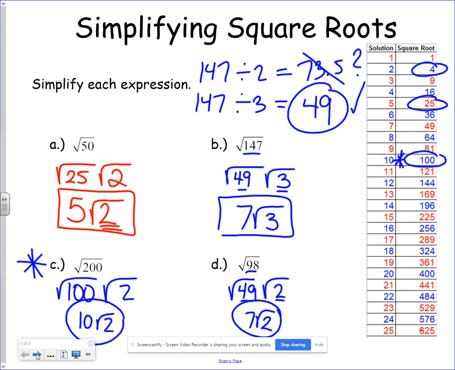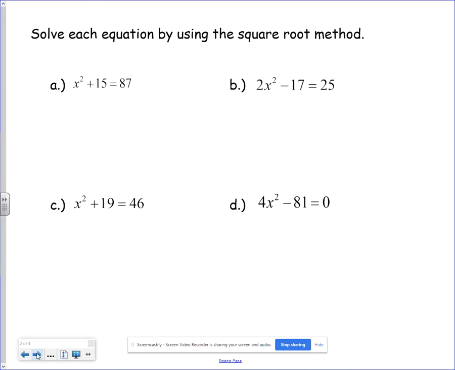Now, let's use this concept to solve quadratic equations. We have solved quadratic equations by graphing and by factoring. Well, graphing and factoring might not always work, okay? So we have this other method. It's called the square root method.